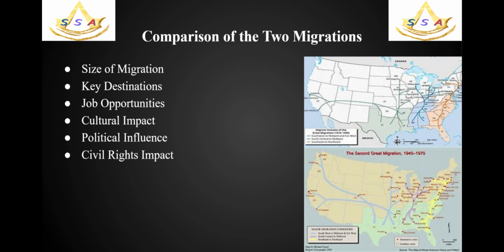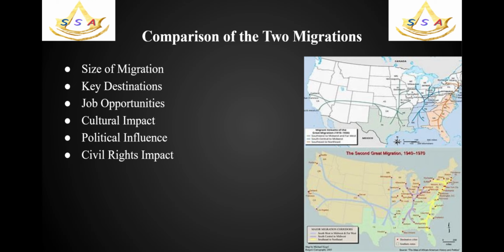And the political influence. So during the Great Migration, the political influence was somewhat limited, because while they did participate in local politics in the North, they were still politically marginalized, and their influence on national elections and policy wasn't really strongly felt at this time. The migration set the groundwork for later political activism, but it was largely more focused on economic survival and adaptation in the North.